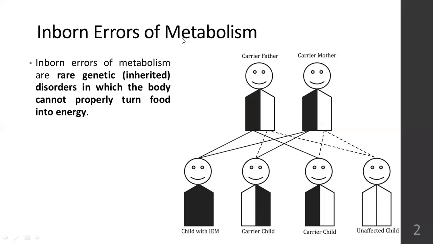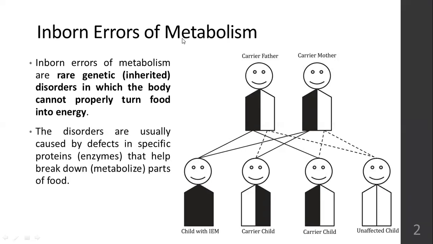It's rare, genetic, inherited disorders in which your body cannot digest properly. These disorders are usually caused by defects in specific proteins that help break down the food. Proteins or enzymes, any of them that would be defective, or it is completely absent in the body. The child is not able to produce it. So how does this get transferred to a child by birth?